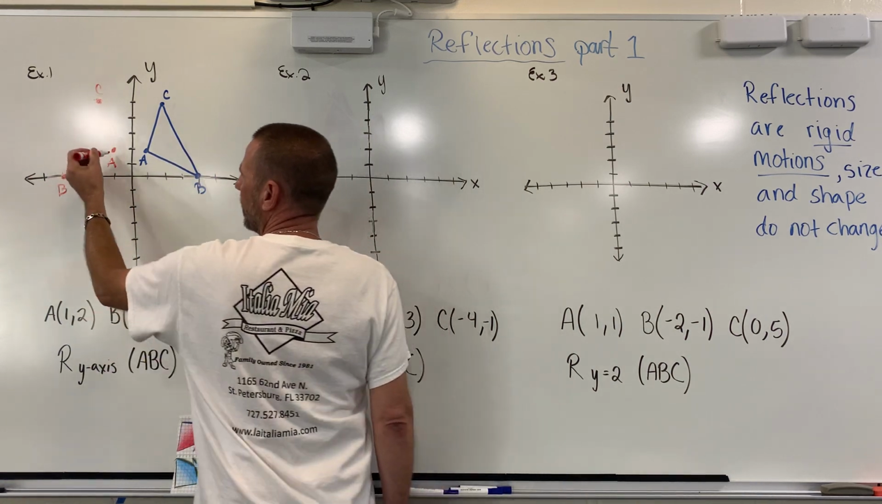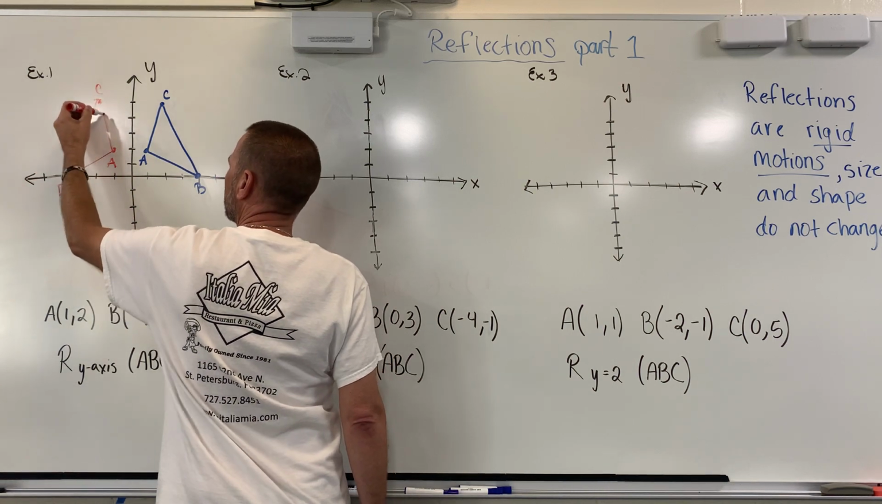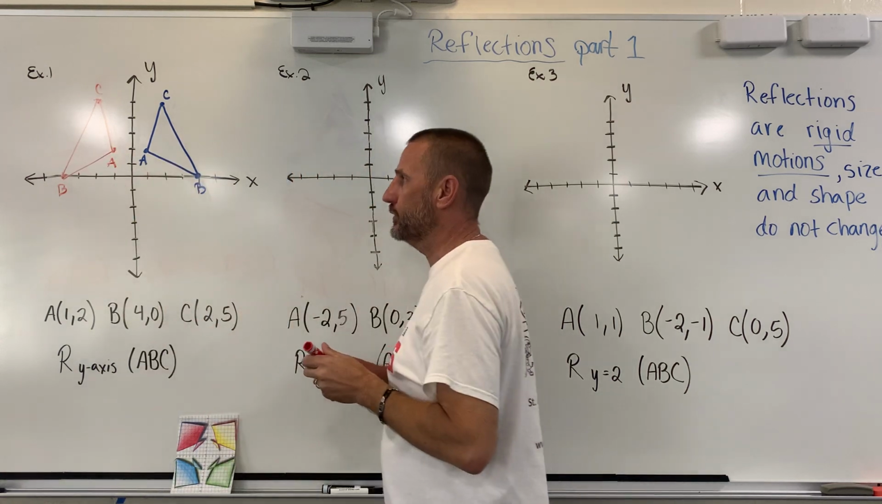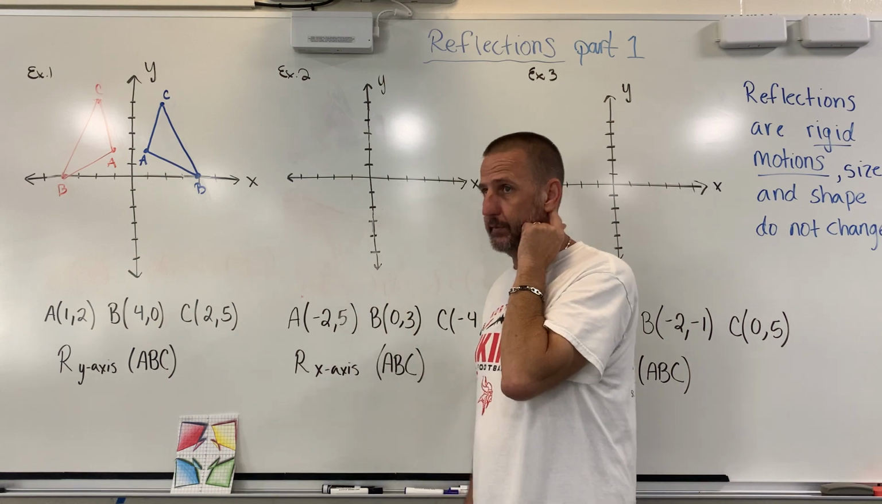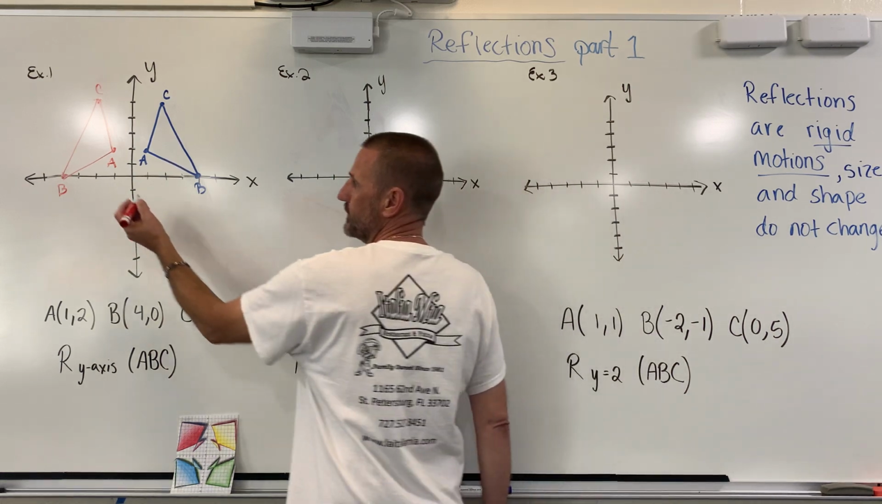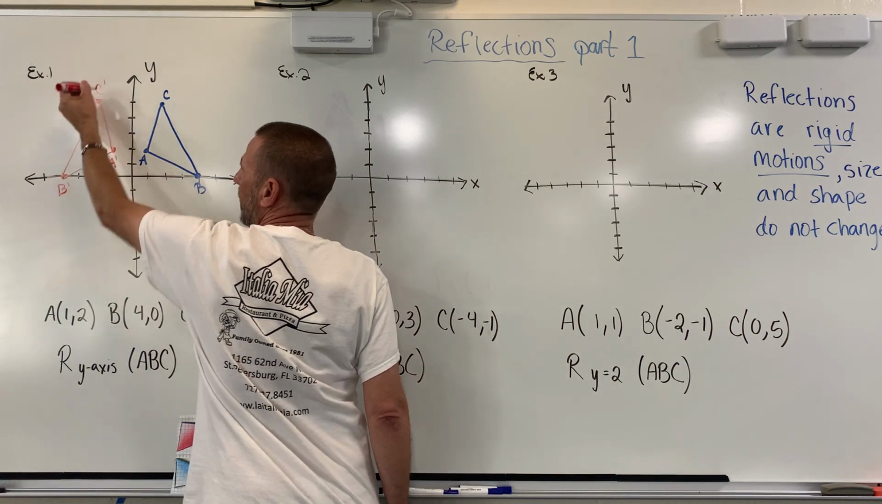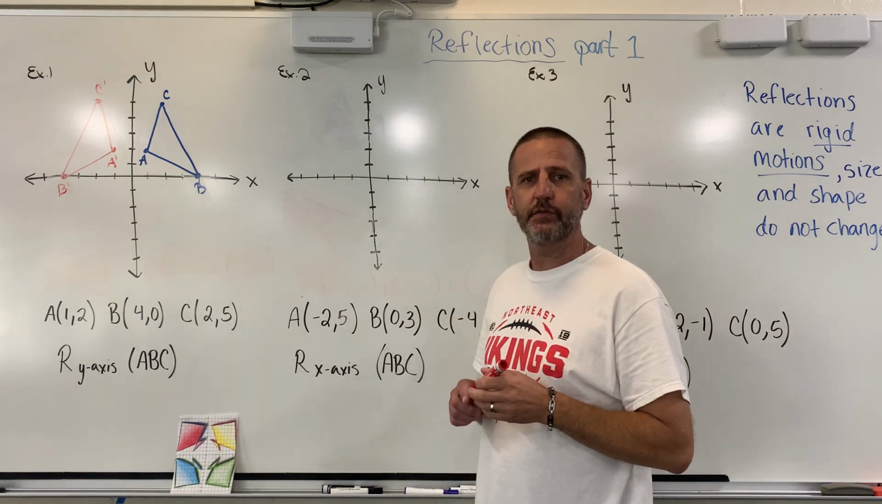And now we have what's called our image. This was our pre-image, and this is our image. And there's a special way that you denote which one's the before and which one's the after, the pre-image or image. It's these little symbols called primes: A prime, B prime, or C prime. I think we can just agree they all look kind of like little apostrophes right there.